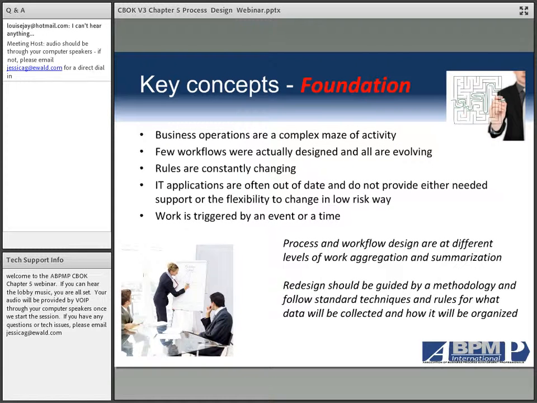Now, we know that business operations are a complex maze of activity. They're not simple. Everything affects everything else. And we find that the complexity is a result of an evolution over time. First of all, few workflows or business operations were ever actually designed. We know that because of a lot of different drivers, everything from changes in the business operation, changes to law, changes to situations. We know that the rules are constantly changing. So business is in a constant state of flux.